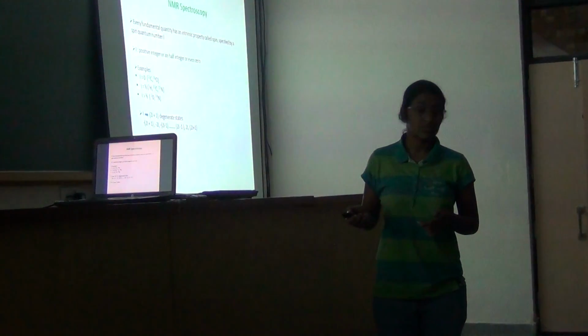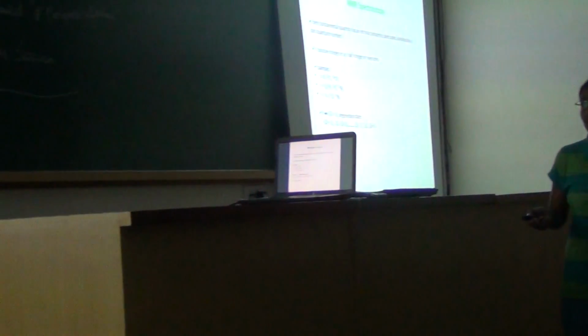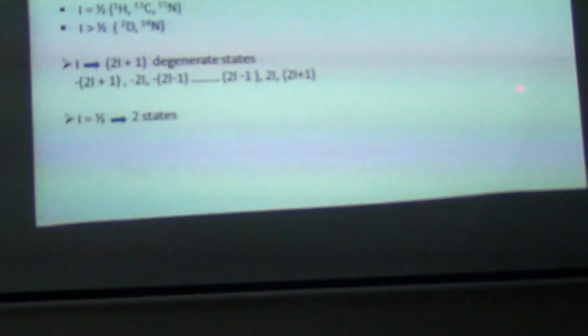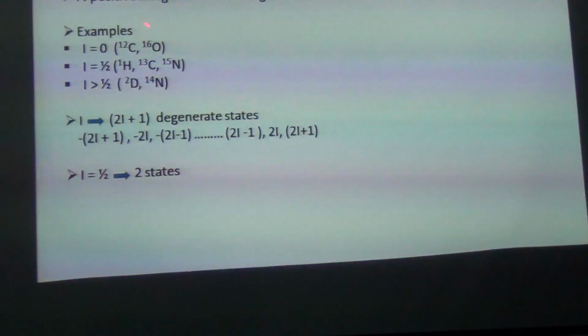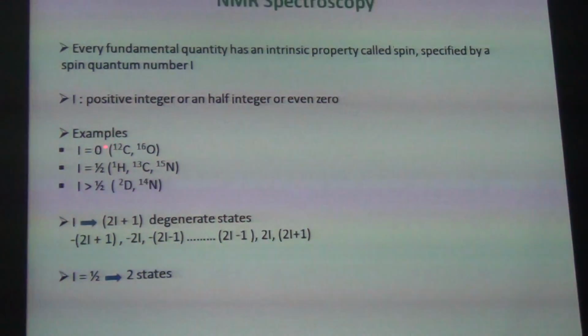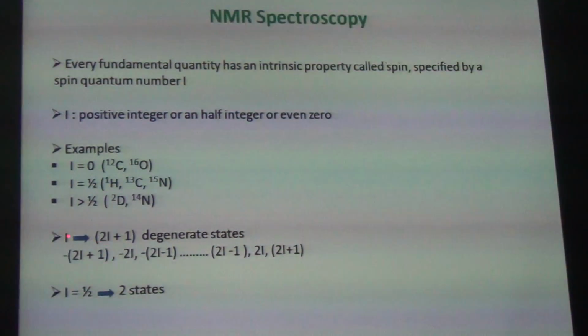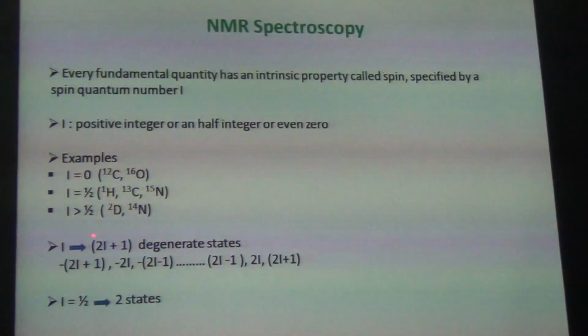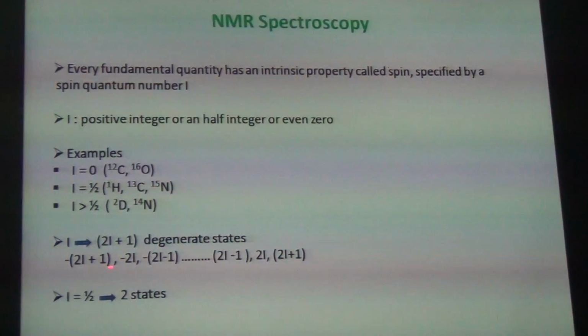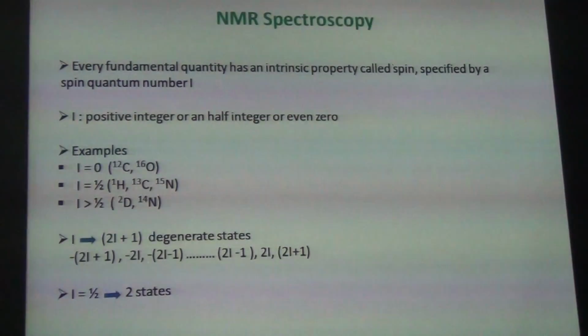and 14N. So associated with this quantum number I are 2I plus 1 degenerate states, which run all the way from minus I to plus I. So now if we take the example of I equal to half, that is an example for any of these spins, 1H, 13C or 15N, and you put this value half in this equation over here, we will get 2 into half plus 1, which is equal to 2 states. So this gives us 2 energy states.